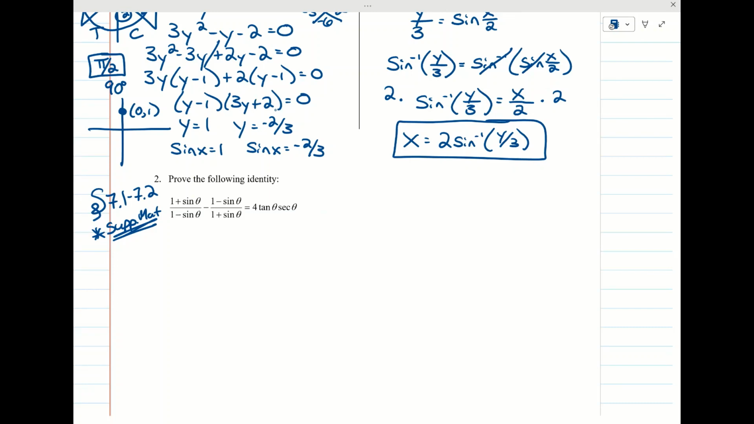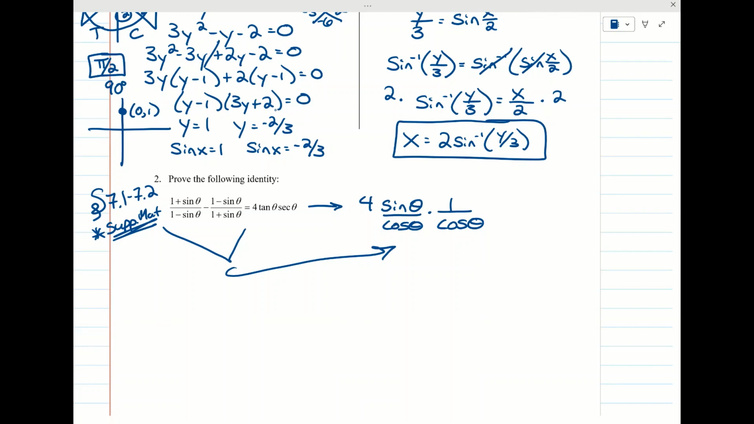So we want to try to make the left side look like the right side. And we're not allowed to touch the right side, but just so we have an idea what's going on, the right side is really just 4 times tangent times secant. So that's what we have to make the left side look like. This has to somehow turn into that.